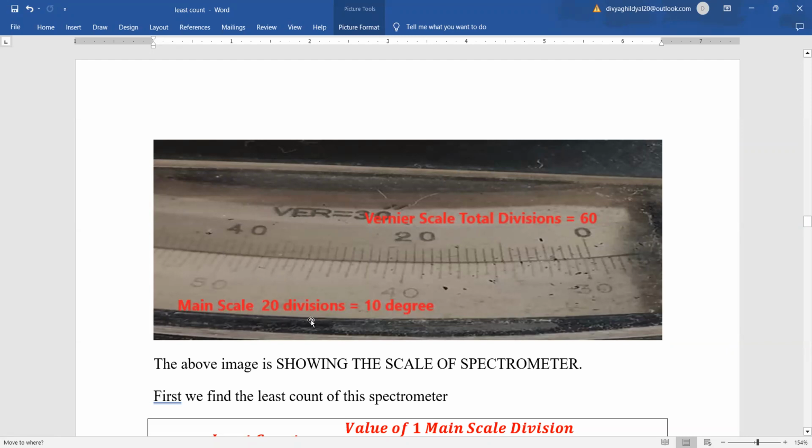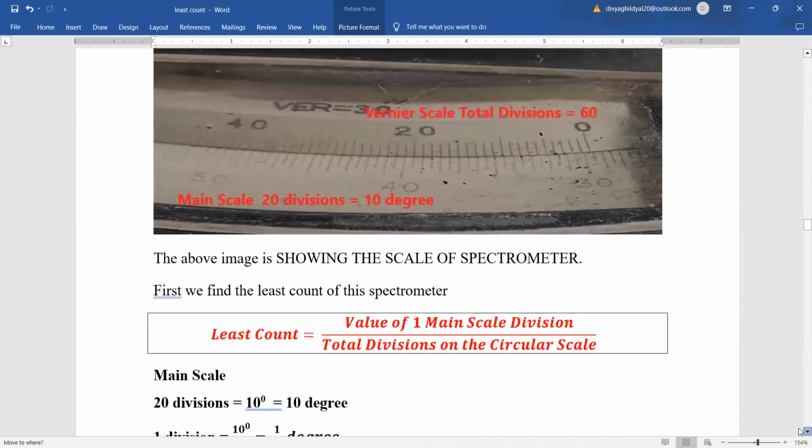So 20 divisions are showing 10 degree. So one division is showing half degree or 1 upon 2 degree. And how many total divisions are there on the vernier scale? In this picture, there are other divisions more. So the total divisions are 5, 10, 15, 20, 25, 30, 35, 40, 45, 50, 55, 60. So total divisions are 60.